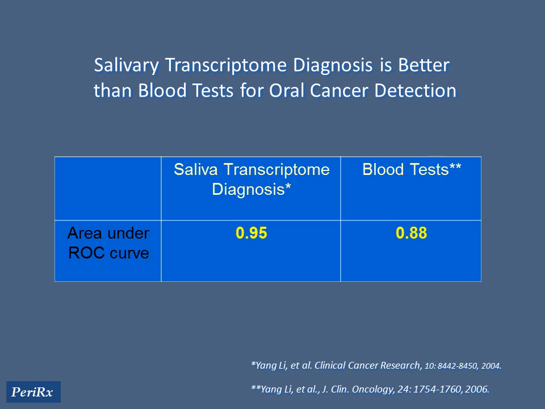The group at UCLA demonstrated that the salivary transcriptome performed better than measuring the same messenger RNAs in blood for distinguishing patients with oral squamous cell cancer from controls.